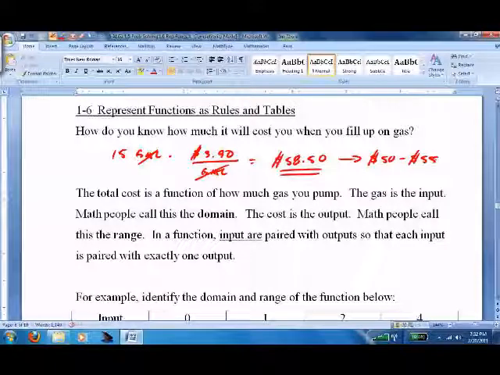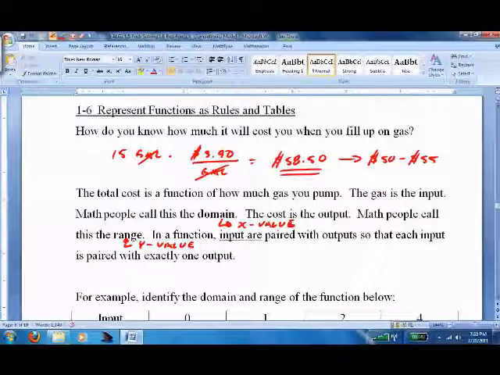So the total cost is a function of how much gas you pump. $3.90 per gallon times how many gallons you put in. The gas is the input. In math, people call this the domain, and the domain is the X value. The cost is the output. That's the range, and that is the Y value.